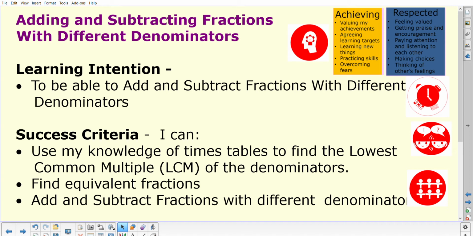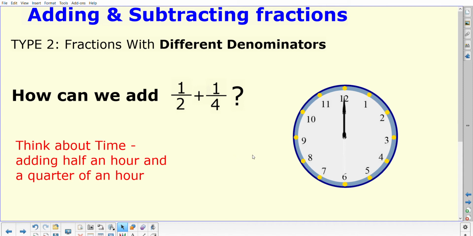So in order to be able to do this, we will use our knowledge of times tables. We will be finding the lowest common multiple of the denominators and going on to find the equivalent fractions. Once we've got those fractions with the same denominators, we'll then be able to go on and add or subtract. So let's have a wee look and a little think.